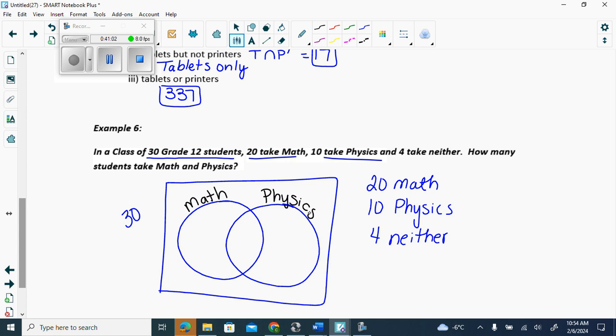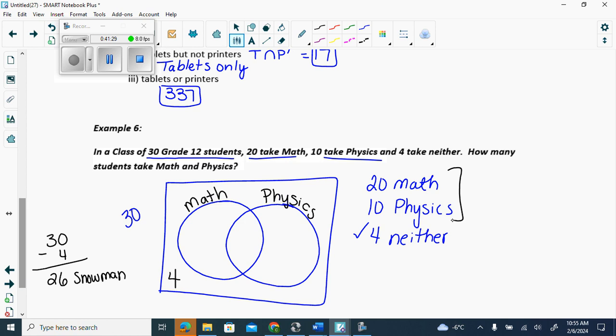Okay. So I know that 4 is in neither, so I'm going to go put a 4 out here. Which leaves how many students left for the circles? 26, right? Because there's 30 total. I take off the 4 on the outside, and I'm left with 26 for the snowman. We agree? So we go over and we say, how many tickets got put in?